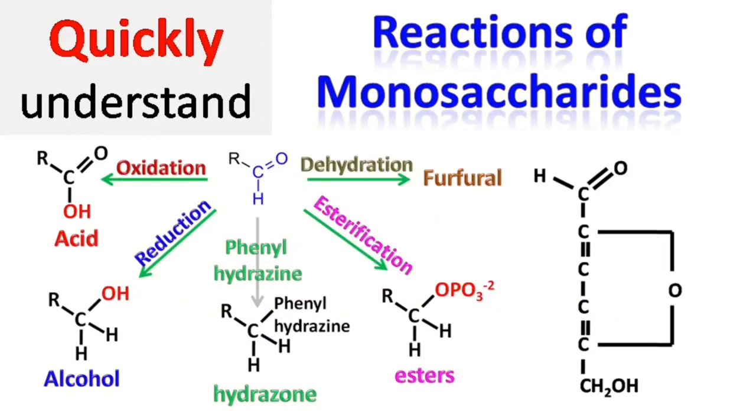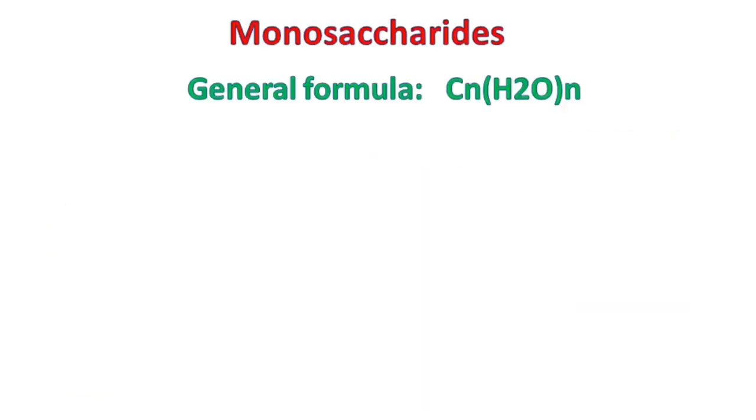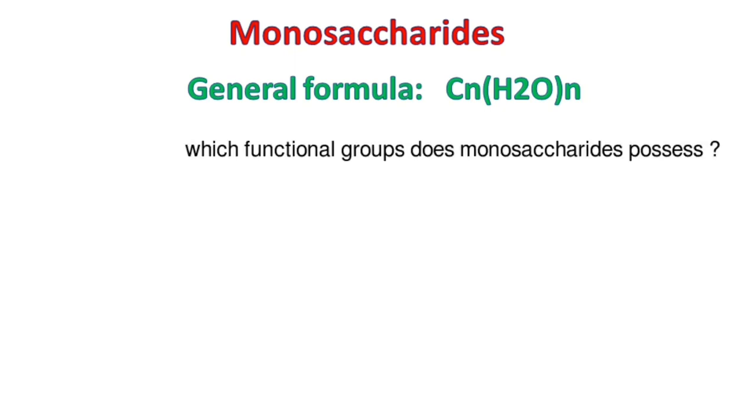Here, let's talk about reactions of monosaccharides. Monosaccharides are the simplest carbohydrates found in nature, and they have a general formula CnH2nOn. To understand what kind of chemical reactions a monosaccharide undergoes, we must first figure out what functional group the monosaccharide possesses.